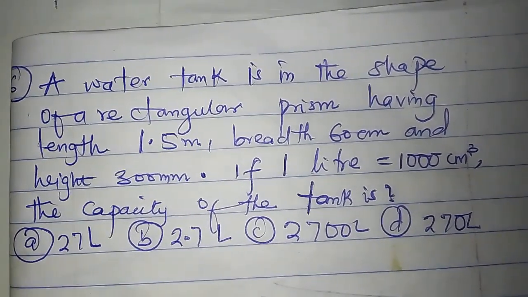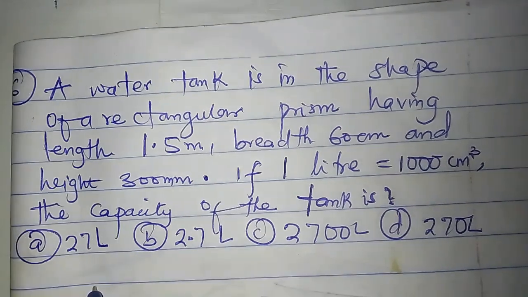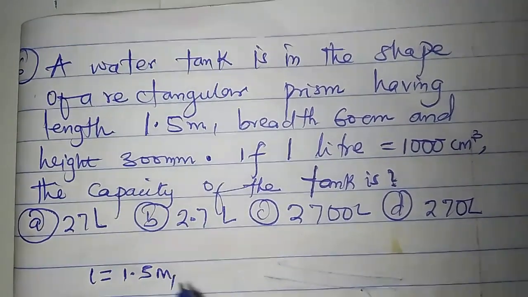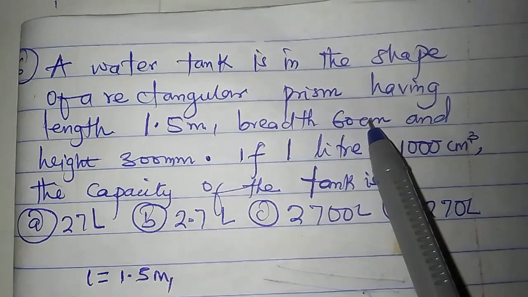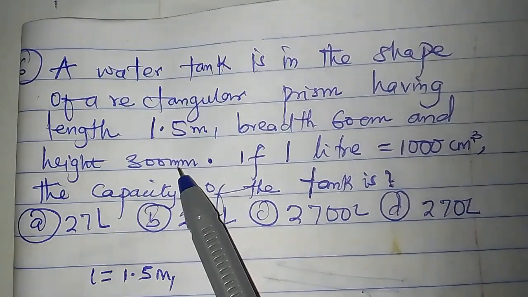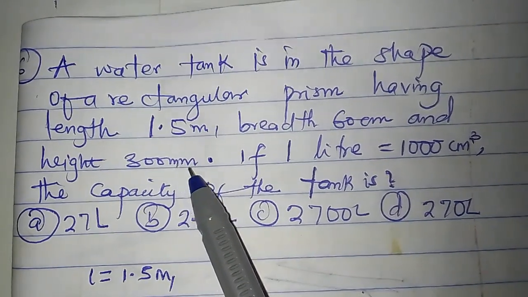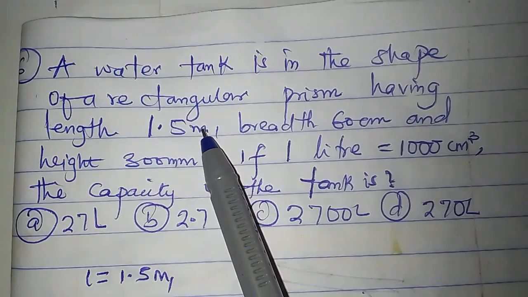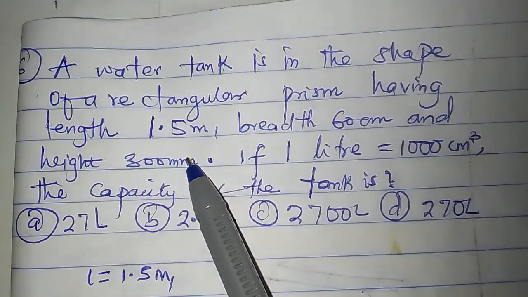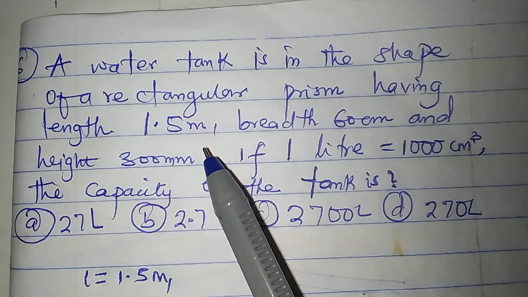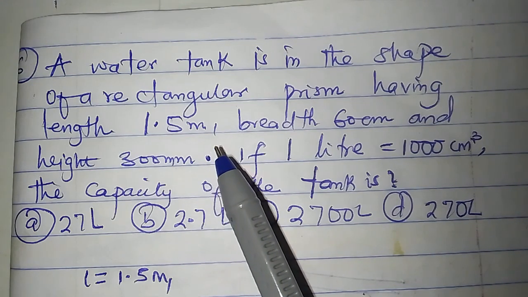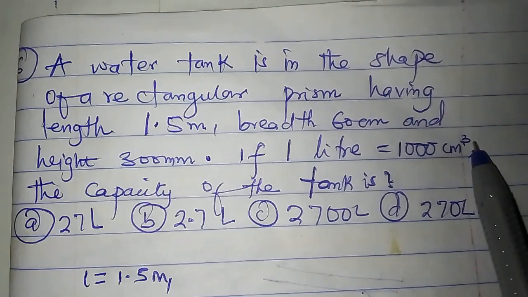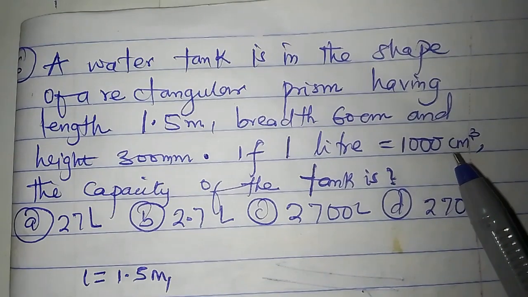Now, they give us the length of the tank as 1.5 meters. The breadth is 60 centimeters, and the height is 300 millimeters. All of them will be brought to the same unit. So if you're using meters for the length, then the breadth and the height must also be meters. But what we'll do here, let's use centimeters, since they told us that 1 liter is equal to 1000 centimeter cube. So we can easily work with centimeters.